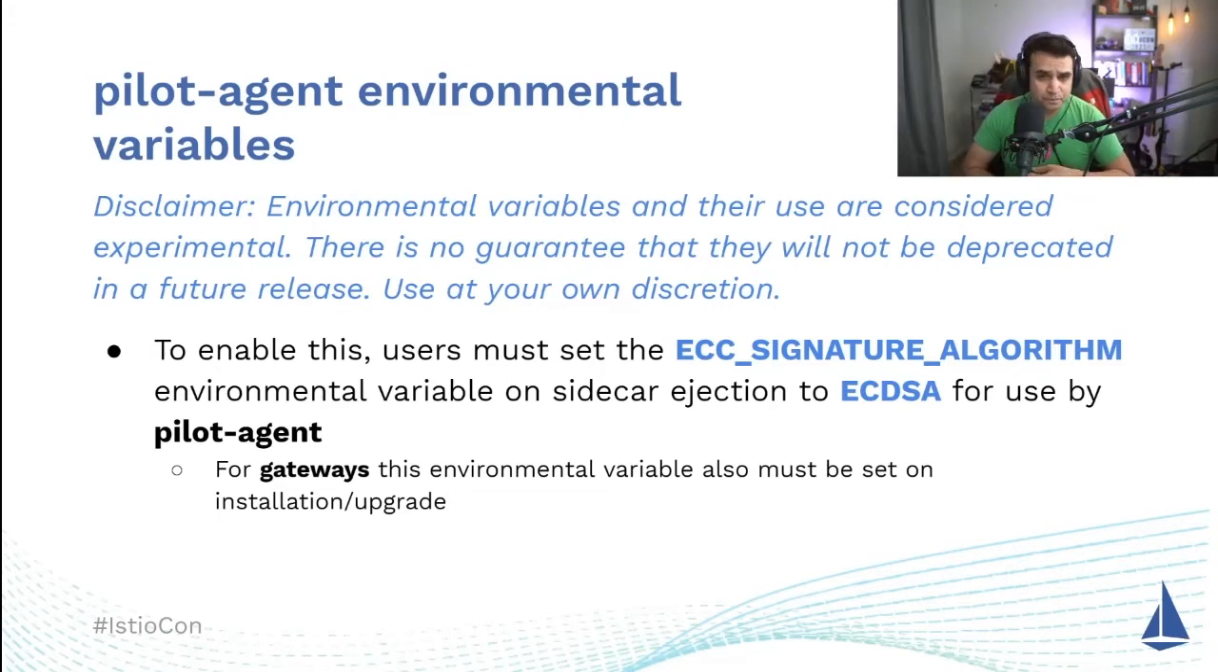In order to enable this feature, users must set the ECC signature algorithm environmental variable on sidecar injection to ECDSA for use by pilot agent. This also has to be done for gateways, even though they do not have a sidecar, but they do have an Envoy proxy and a pilot agent executable alongside it as well.